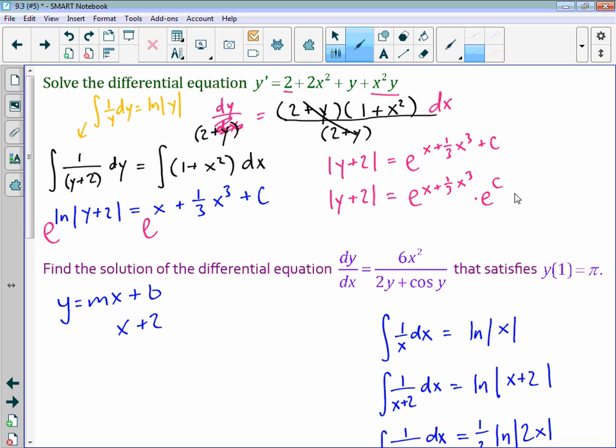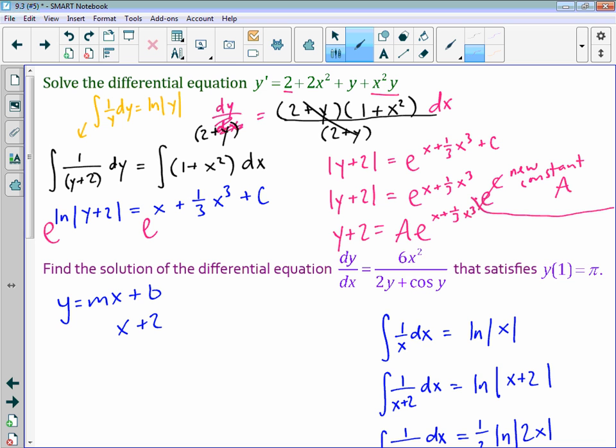Isn't e just a number? So isn't a number to the c just another constant? So I don't remember if the book uses a or k. One book I use does one and one does the other. It doesn't matter what you use. Okay, this then we can just switch to a new constant. So let's just call it a. So this turns into y plus 2 equals a e to the x plus 1/3 x cubed. Do you guys see where that comes from? That kind of looks jumbled in there.